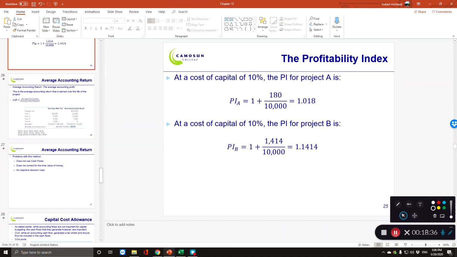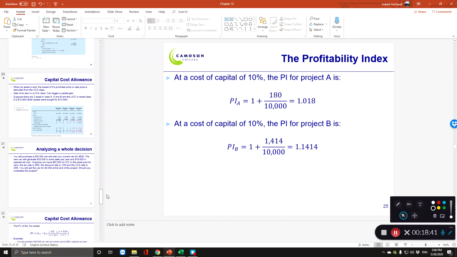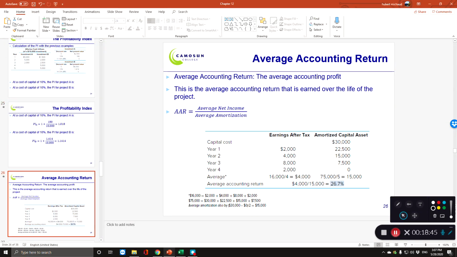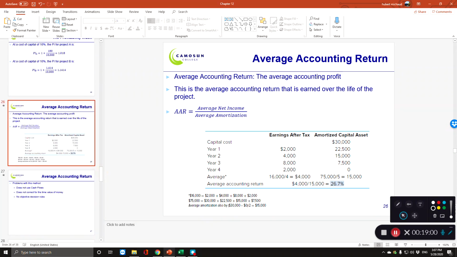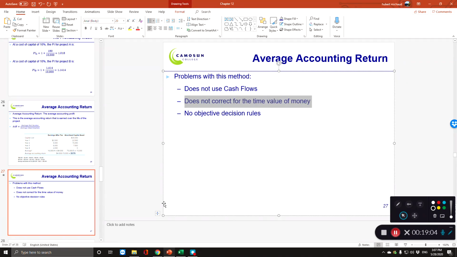Okay, I'll just do the average accounting return, and then I will stop the video. The average accounting return is pretty straightforward, but it's not really used, and it's one of these methods that are not recommended by most people in finance. It's actually a pretty bad method. The first reason is it does not use the time value of money. The second reason is that it uses accounting flows and not cash flows.